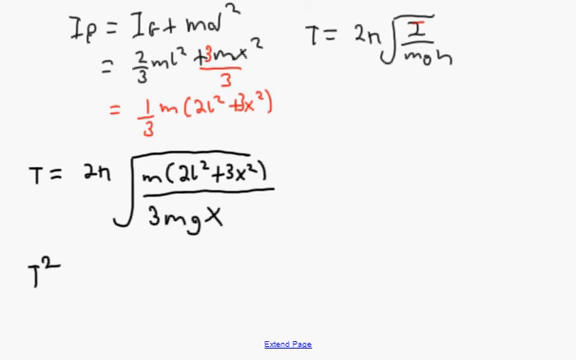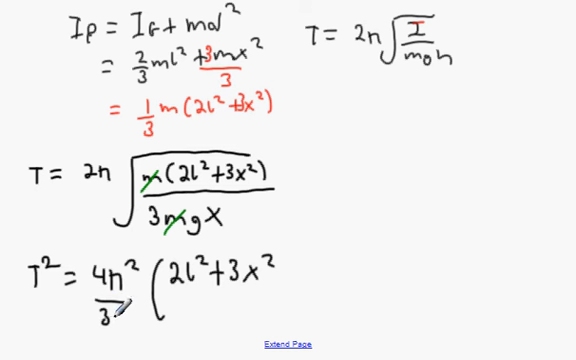And before we square both sides, we're going to cross off those m's because they can cancel. And what we're going to get is 4 pi squared, 2l squared plus 3x squared. And I'm going to put the g and the 3g outside. And I'm going to put the x in here.